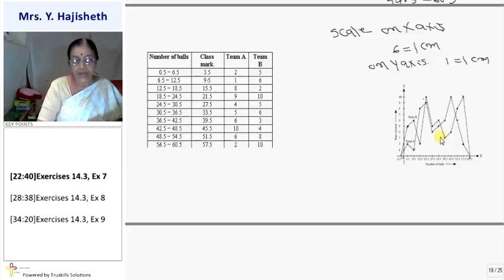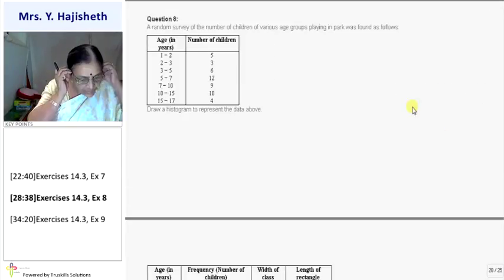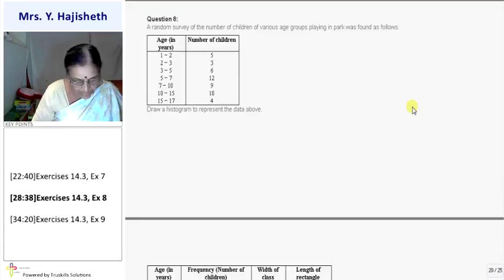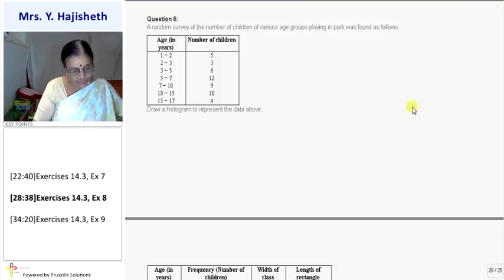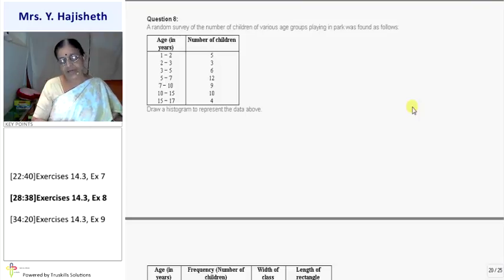Okay? Now the next question. A random survey of the number of children of various age groups playing in a park was found as follows. You are given age groups in years: 1 to 2, 2 to 3, 3 to 5, 5 to 7, 7 to 10, 10 to 15 and 15 to 17. And the number of children are 5, 3, 6, 12, 9, 10, 4. Draw the histogram to represent the above data.